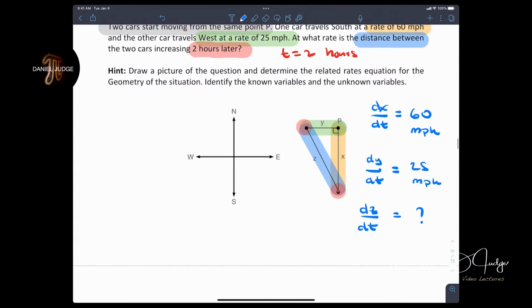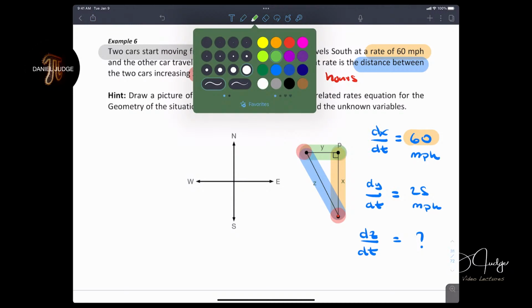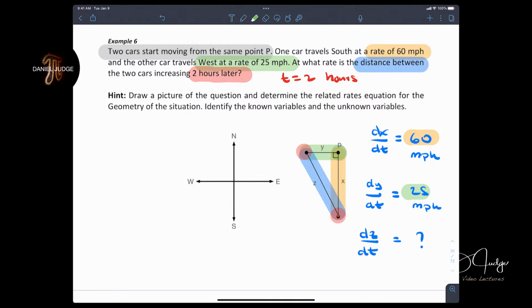Now notice they're positive. So these rates that they gave us were positive because they're increasing. 60, 25, and then that z value will be increasing. It's going to be positive as well. So we kind of know what to expect. So this is the geometry that I'm referring to for this particular example.